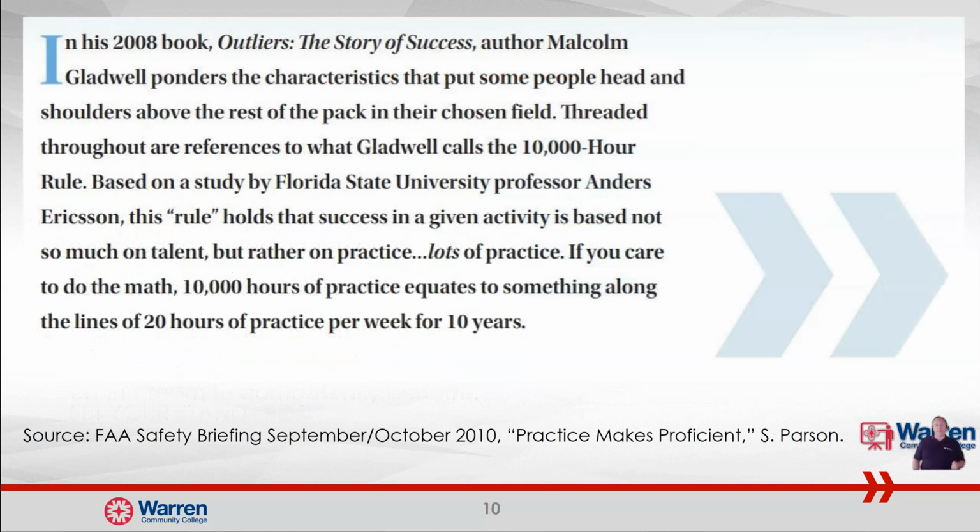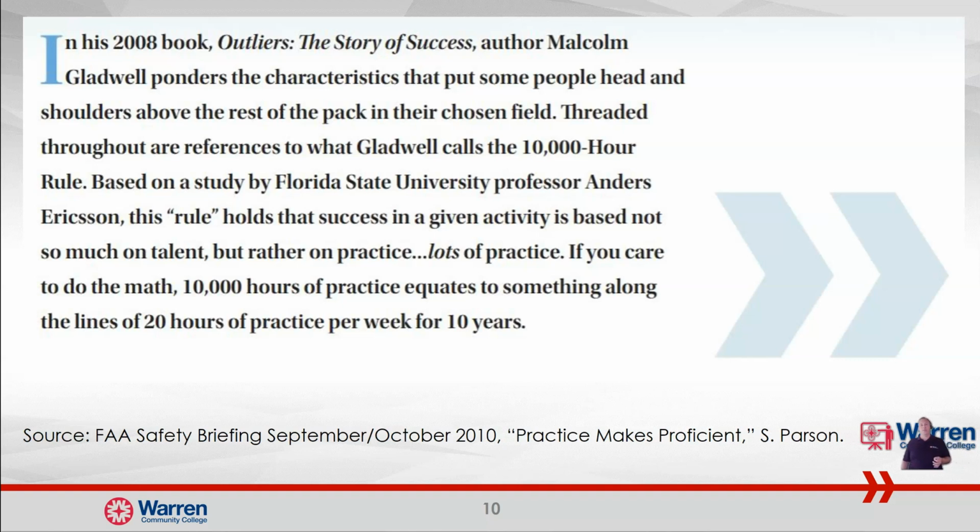In the September-October 2010 FAA Safety Briefing, in the article "Practice Makes Proficient," Parson started her article with this, and then the article goes on to explain it, which I'll do now. I think it's a really good way of looking at it. If we go back to the 2008 book Outliers: The Story of Success, and think about what Malcolm Gladwell said there, he basically said that for someone to become expert at something, there's a 10,000-hour rule.